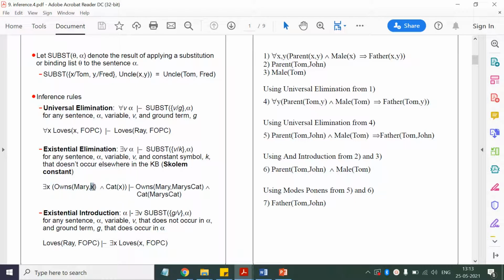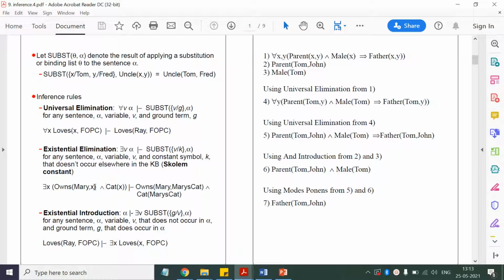Now can I replace x with any arbitrary entity, just like what we did in universal elimination? No. Why? Because when we say universal quantifier, the given sentence will be true for all the entities, but in existential it will be true for at least one, and we don't know which one is satisfying that condition. So that's why we cannot write any arbitrary entity here.